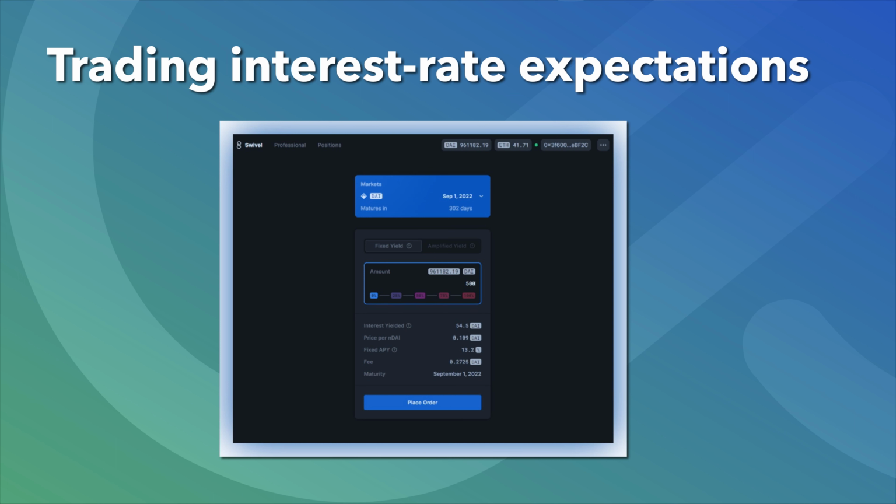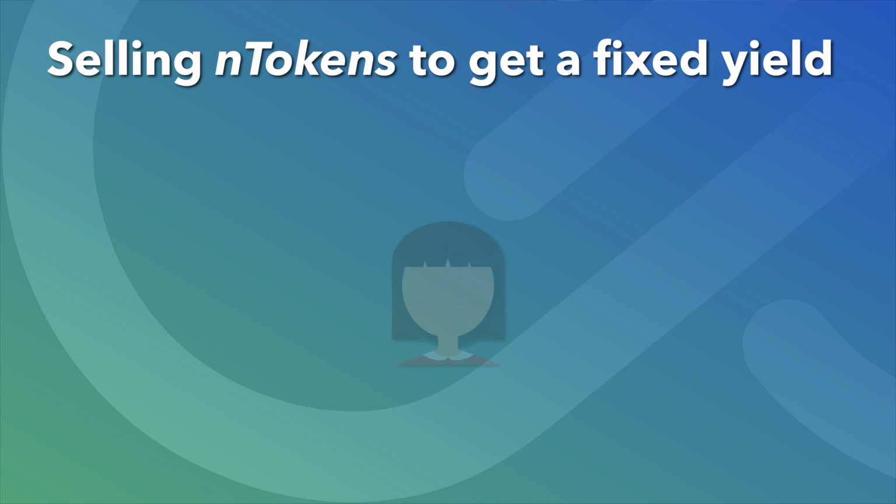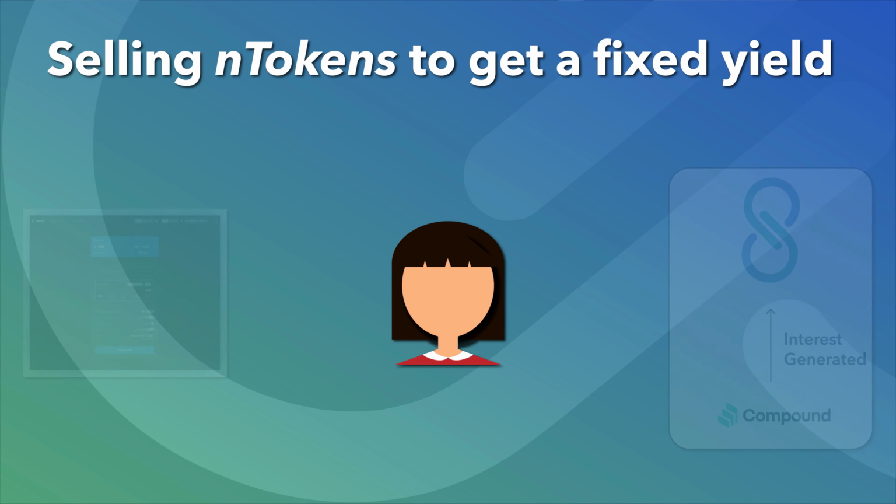Swivel Exchange is an orderbook-based exchange built on top of the Swivel protocol. Until maturity, users can trade ZC tokens and nTokens to enter and exit positions based on their expectations regarding future interest rates. Let's consider how it's done in the case of nTokens. Imagine Alice, who has 1000 USDC and wants to get some yield by lending it.